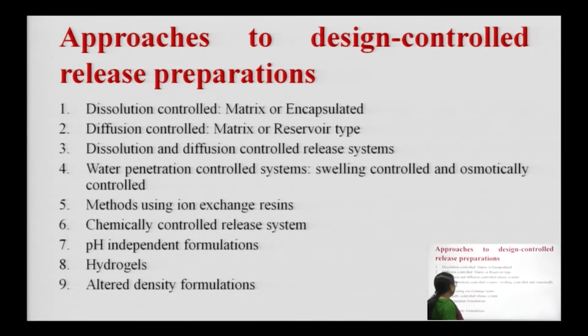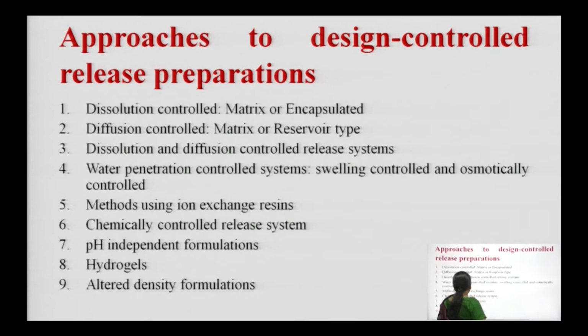Then we have got chemically controlled release systems. Chemically controlled release systems basically are based on polymers which undergo chemical transformations in contact with biological fluids such that the release of the drug is controlled. Next, we have pH independent formulations. These are the formulations which will release the drug independent of the pH of the environment. These are best exemplified by the buffered tablets.